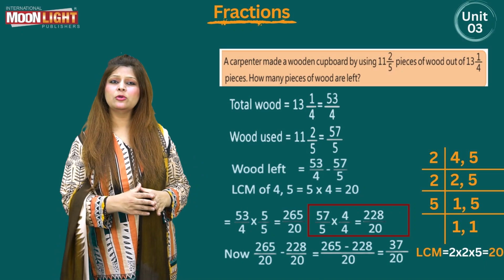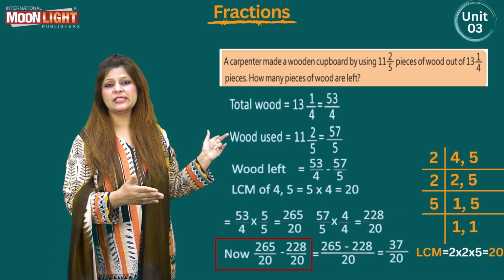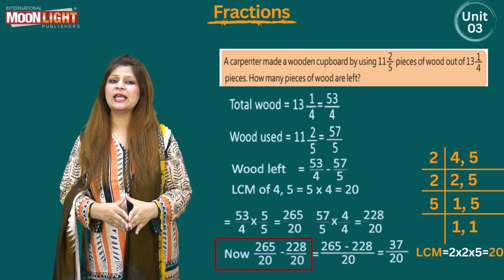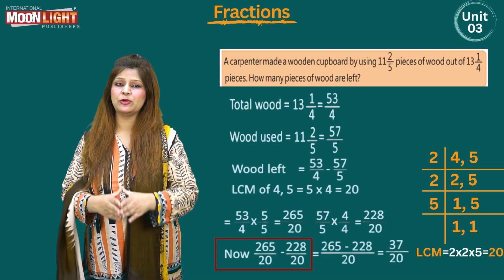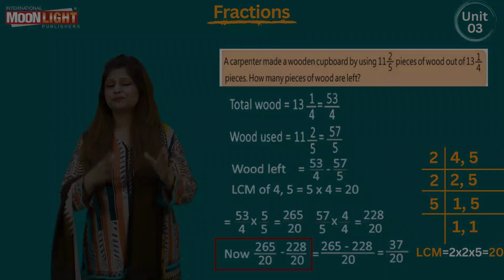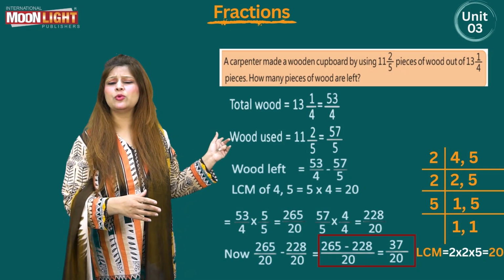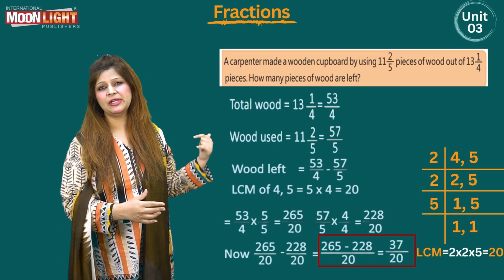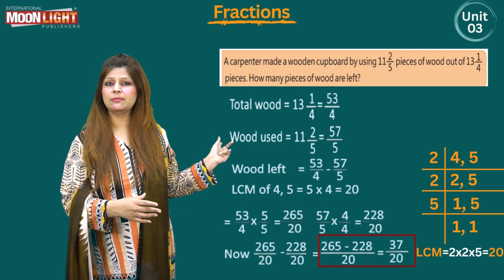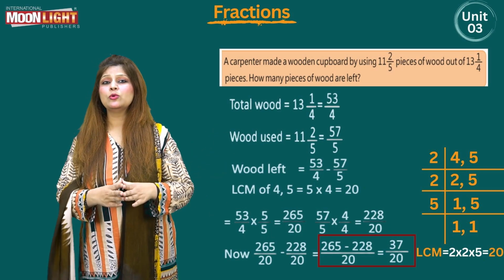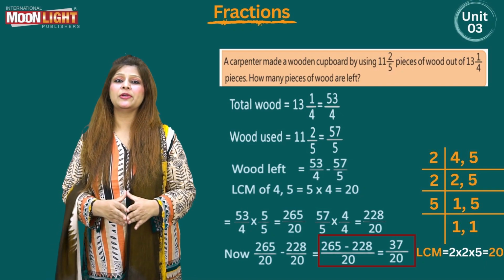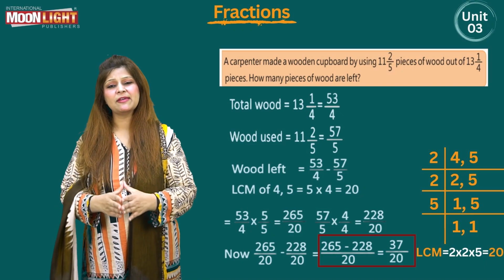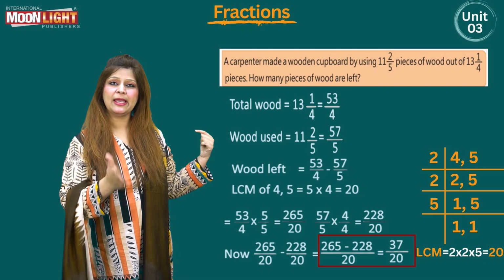So what to do? I will write 265 by 20 first and then I will write 228 by 20 after that. So 265 minus 228 by subtracting the numerators, and the denominator will come as it is. So 20 will come down as it is. Now 265 minus 228 is 37. 37 by 20 is my answer.